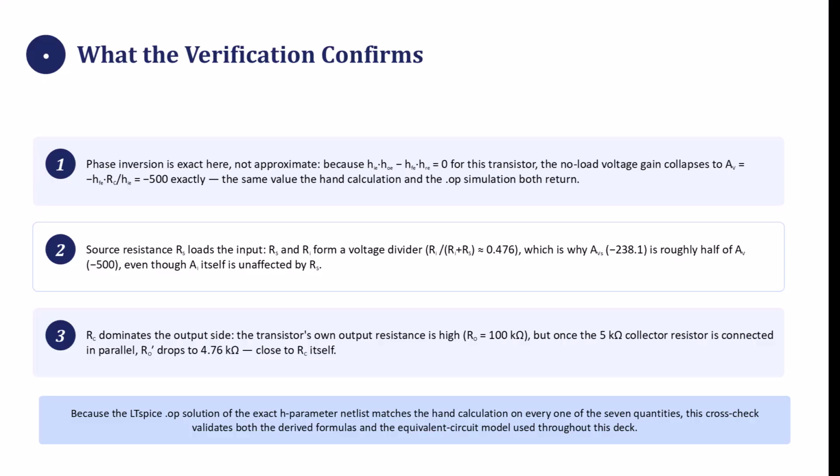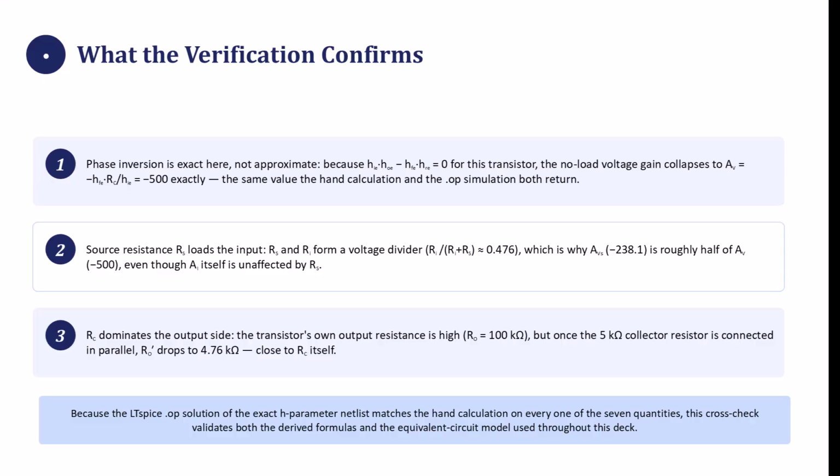Second, this confirms why source resistance matters so much. Rs and Ri form a voltage divider at the input with a ratio of about 0.476, which is exactly why Avs at minus 238.1 is roughly half of Av at minus 500, even though the current gain Ai doesn't change at all, since it's defined right at the amplifier's own input port before that voltage divider.